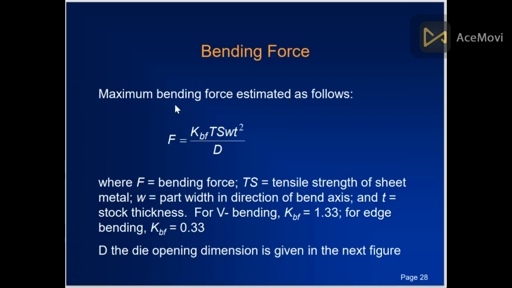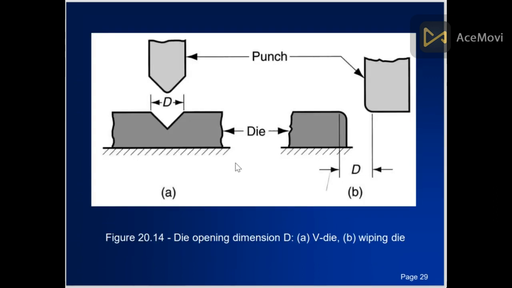What is the bending force required? It is given by F equals K_BF times TS times W T squared divided by D. Here F is the bending force, TS is the tensile strength of the sheet metal, W is the work width in the direction of the bending axis, and T is the stock thickness. For V bending, K_BF is 1.33, and for edge bending, K_BF is equal to 0.33. D is the die opening dimension, given in the next figure. This is the D given previously, and here in this case, this is the D.